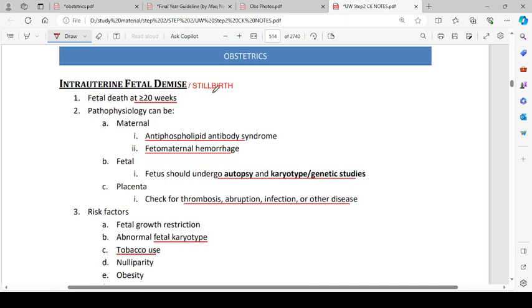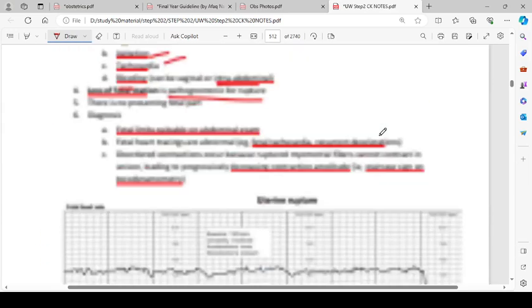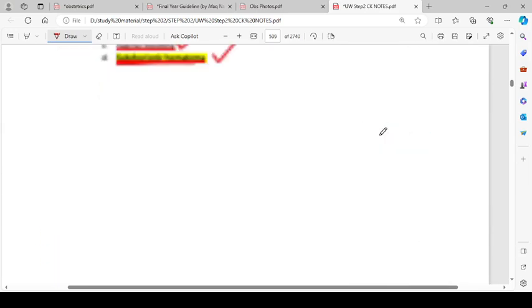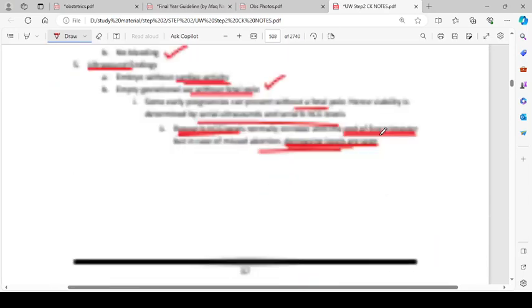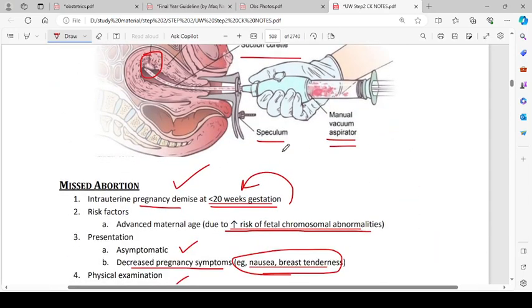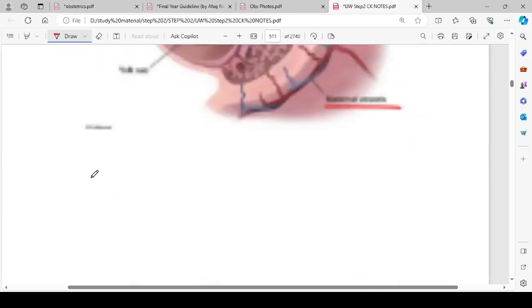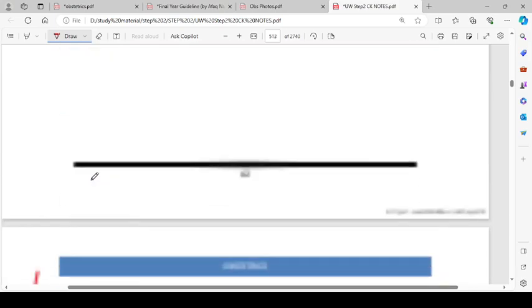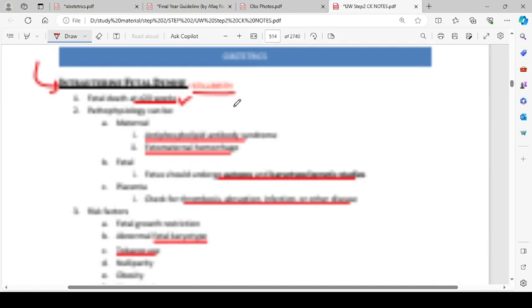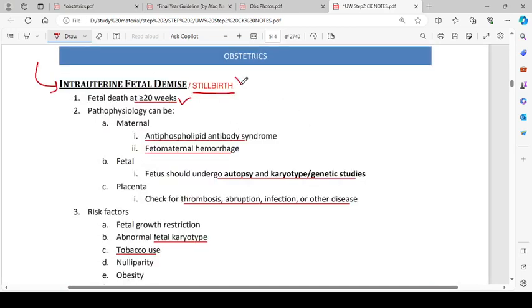Then we have intrauterine fetal demise or stillbirth. This happens in cases of missed abortion. Fetal death at more than 20 weeks. Okay, so that is intrauterine fetal demise. Otherwise, it would be missed abortion. If we go back to the missed abortion, complete abortion, where is missed abortion? This is. So if there is intrauterine demise of pregnancy less than 20 weeks of gestation, that is missed abortion. If it happens after 20 weeks of gestation, it is then termed intrauterine fetal demise. Okay, so it is also called stillbirth.